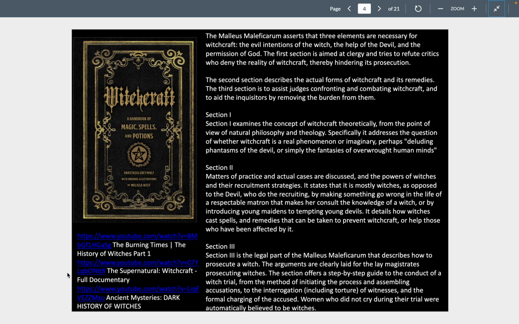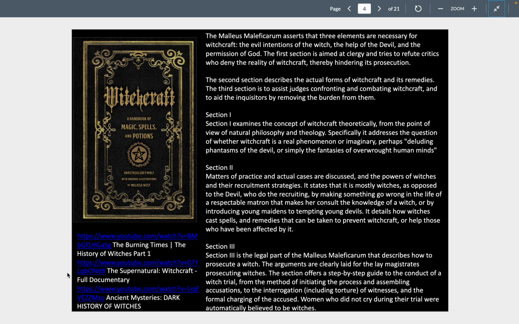The first section is aimed at the clergy and tries to refute critics who deny the reality of witchcraft, which would thereby hinder its prosecution. The second section of the book describes actual forms of witchcraft and its remedies, and the third section is to assist judges confronting and combating witchcraft, and to aid the inquisitors by removing the burden from them. So a little bit more on the three sections.